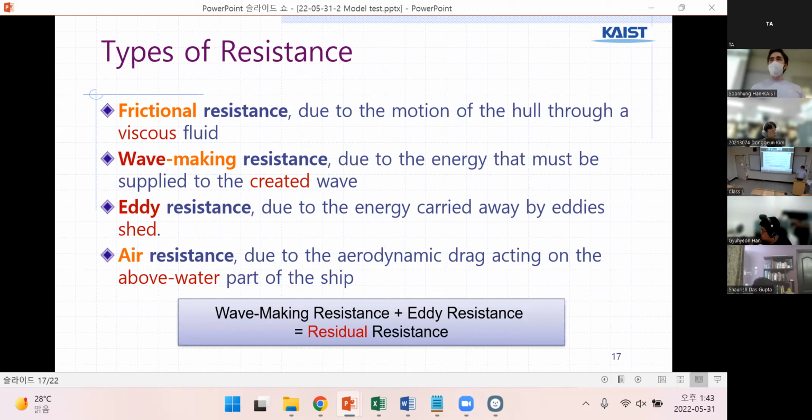We can explain the different resistance types. The first one, frictional resistance, is due to the motion of the hull through a viscous fluid. The wave-making resistance is due to the energy that must be supplied to the created wave. Eddy resistance is due to the energy carried away by eddy shedding. Air resistance is due to the aerodynamic drag acting on the above water part of the ship. And the residual resistance is the sum of the wave-making resistance and the eddy resistance.